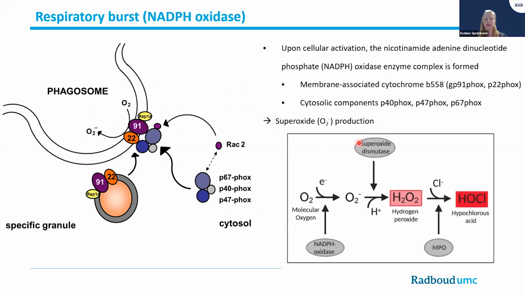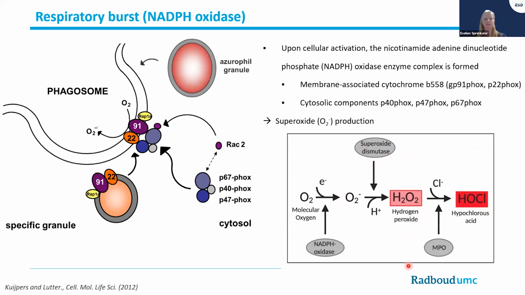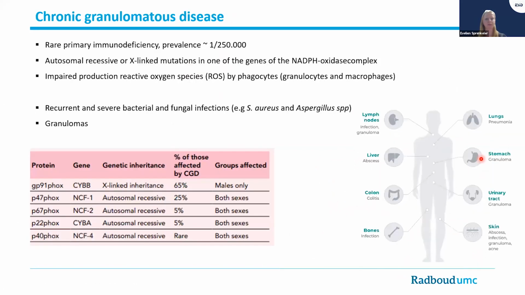And it doesn't stop there. The superoxide can also be catalyzed into hydrogen peroxide by superoxide dismutase, and also MPO, myeloperoxidase, which is derived from the azurophilic granule, can catalyze hydrogen peroxide again into hypochlorous acid. And these factors are highly antimicrobial, so this helps for the killing of pathogens.